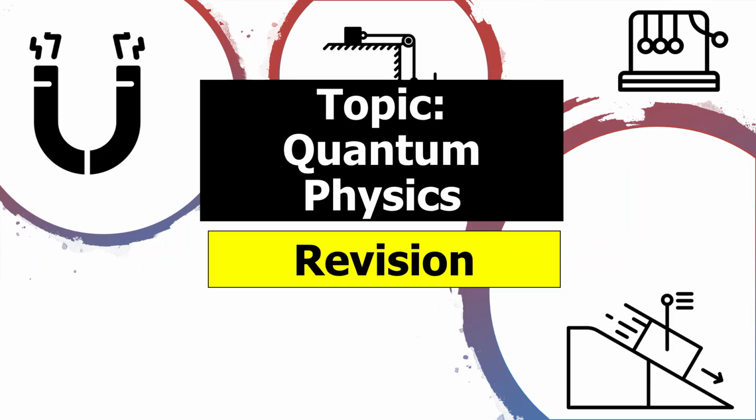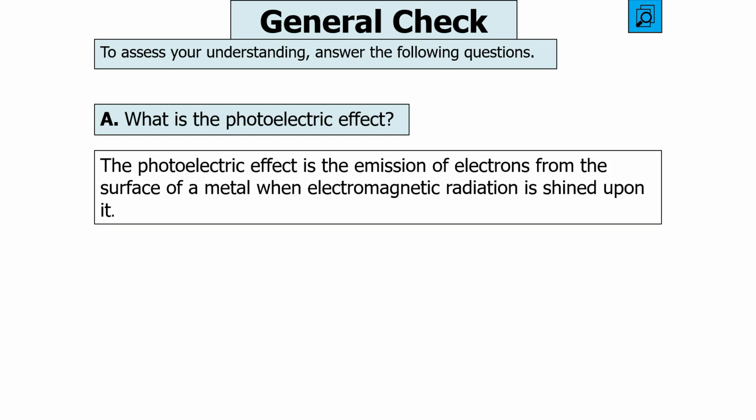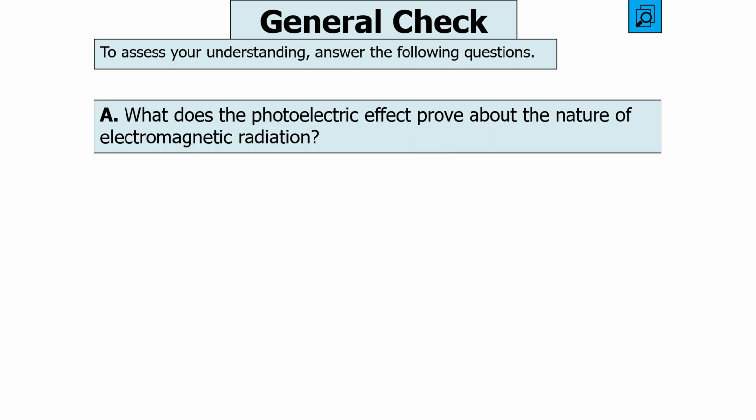So, let us have a look at some questions to do with quantum physics. The first question is, what is the photoelectric effect? Pause the video now, then unpause the video when you want to go through your answer. The photoelectric effect is the emission of electrons from the surface of a metal when electromagnetic radiation is shined upon it.